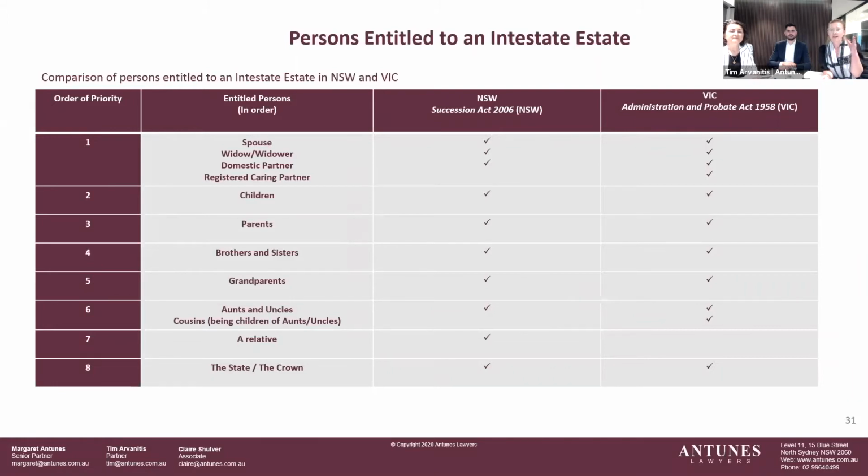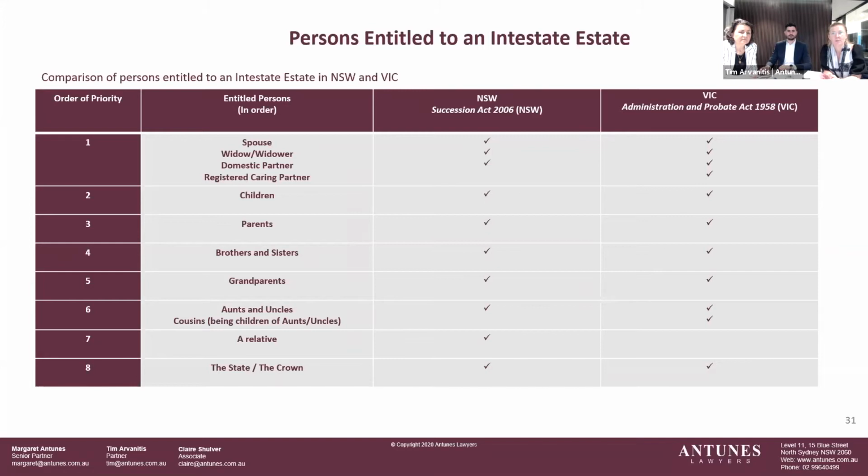Then if there's nobody in that category, it will go on to children. No one in that category, it will go on to parents, and so forth. You get the picture, all the way down to if there is nobody, it goes to the state. There are a lot of issues that arise in intestacy. You don't get to choose who your executor is, so you have to actually apply for administration. Somebody has to put their hand up to say, I want to administer the estate.